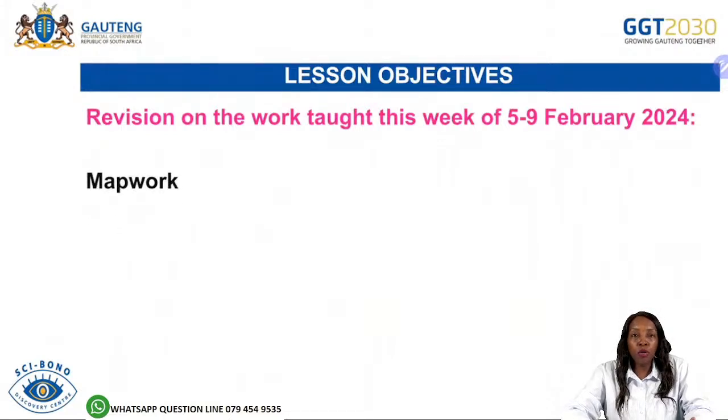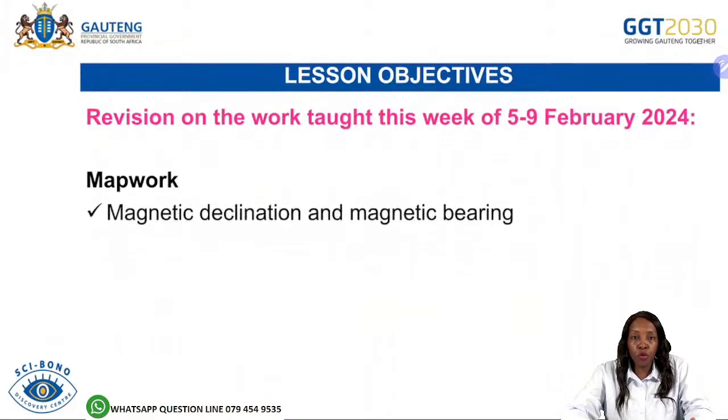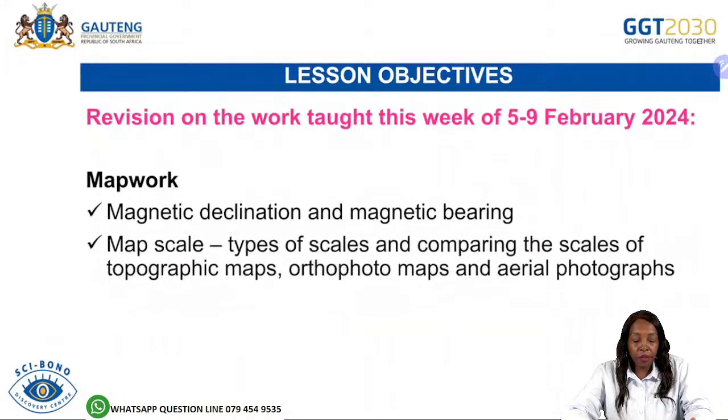Right, we are also going to include a lesson on the map work that you were also taught in this week of the 5th to the 9th. In the map work, we are going to look at the magnetic declination and magnetic bearing.